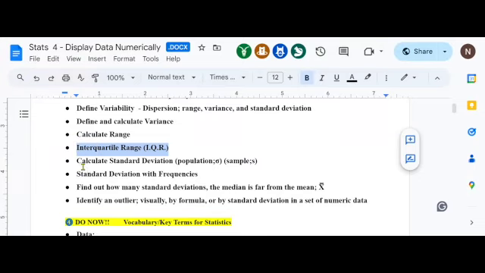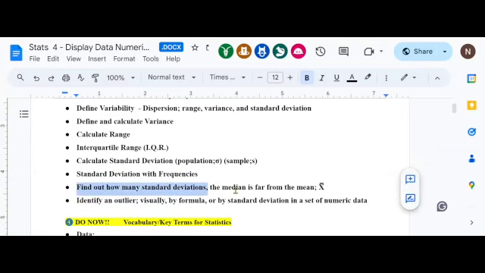So just repetition. Calculate the standard deviation. This is new, for either population or samples. We also have standard deviation with frequencies. Find out how many standard deviations the median is far from the mean. That's the meaning of standard deviation. Okay? And remember, the mean for the sample is going to be X bar. This is called what? X bar.